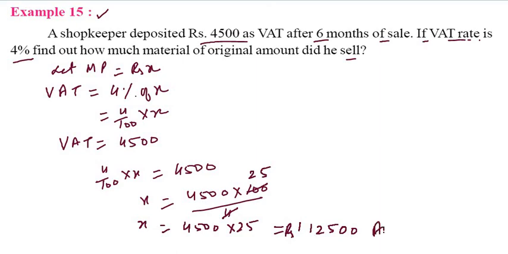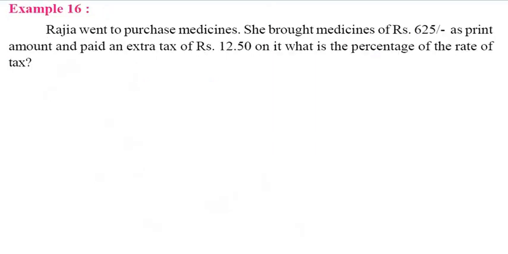1,12,500 rupees. That is your answer. Now come to the next example, that is the 16th example. Rajia went to purchase medicine. She bought medicine with a marked price of rupees 625 and paid extra tax, that is 12.50 on it.